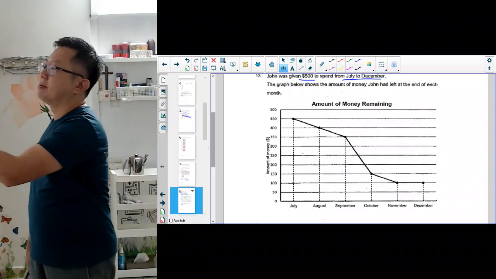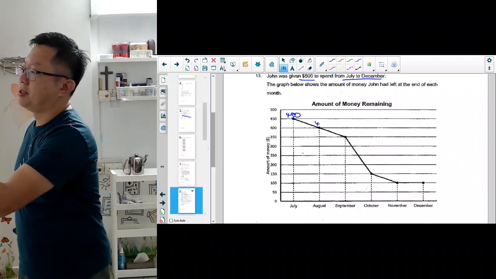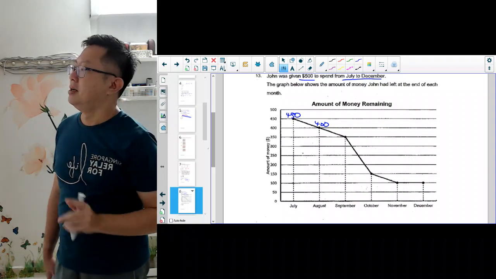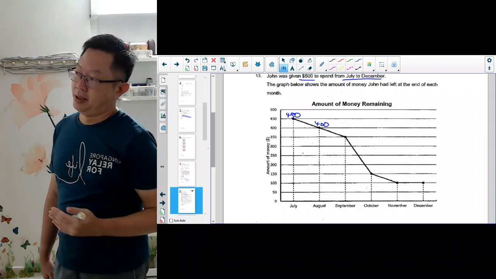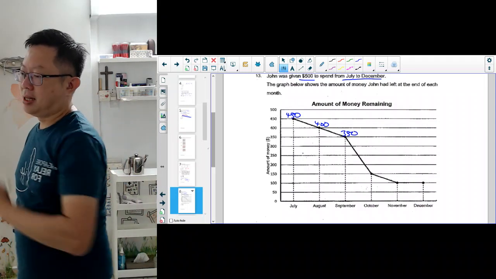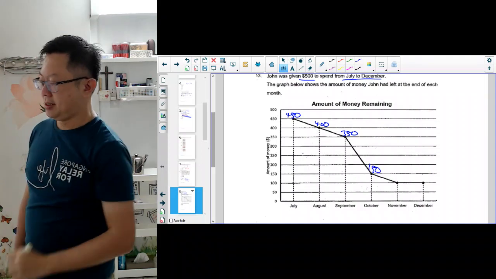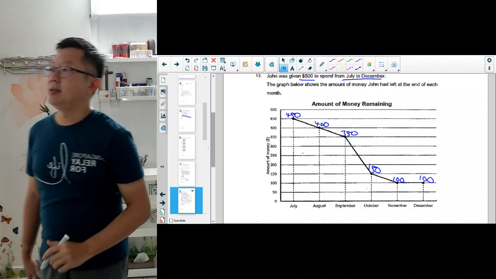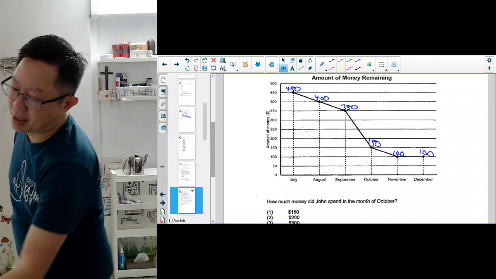So July, he spent $450, and August, he spent $400. Oh, this is the money left, sorry, the money left. So in July, he has $450 left. August, he has $400 left, and then September, $350 left, and you keep going down. This is $150 left, and then this is $100, and this is $100 left. Alright, then now you can answer the question. So how much money did John spend in the month of October?